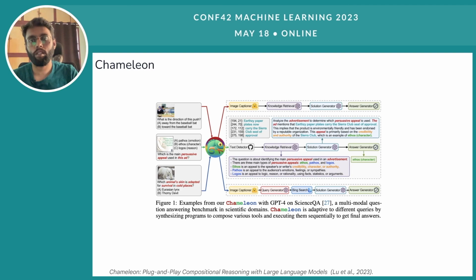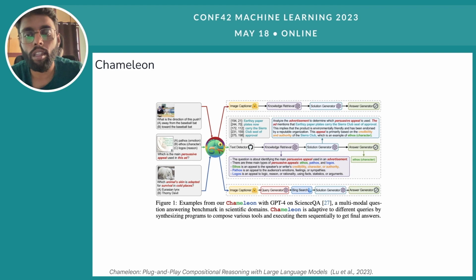Another paper that uses tools is Chameleon: Plug-and-Play Compositional Reasoning with Large Language Models. Here the authors have used tool-based reasoning and composition for answering science question answering, as well as to answer table-based word problems. In this science-based or common sense question answering, an image is given, and the question is, what is the direction of this push? And there is a question related to the image.